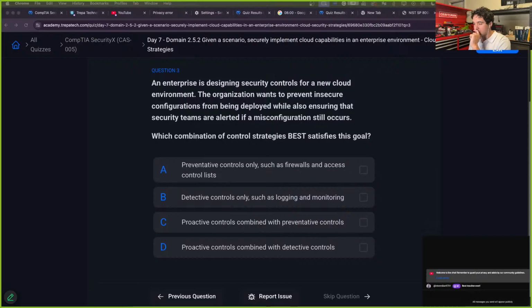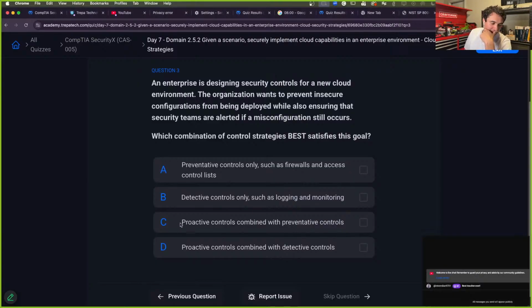Yeah, I don't like this question. But I think it's actually D, guys, because let's read it again, right? I'm going to change this question around because it is a little confusing. The organization wants to prevent insecure configurations. So preventing insecure configurations is a proactive thing to do. And it's also preventative as well, but it's proactive. From being deployed while also ensuring security teams are alerted. That's detective. So this is the key one.